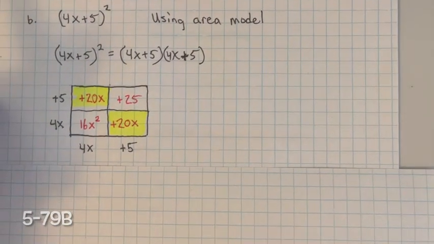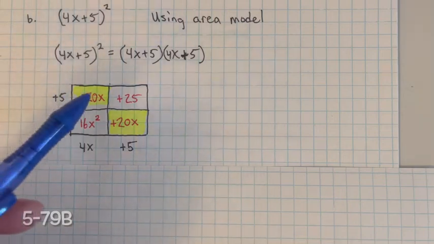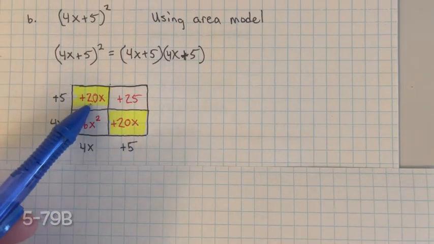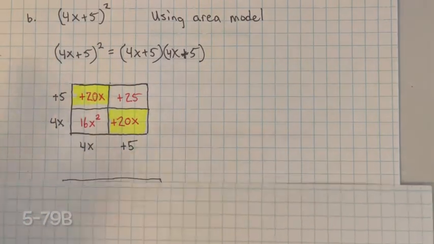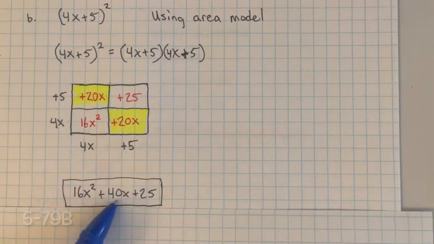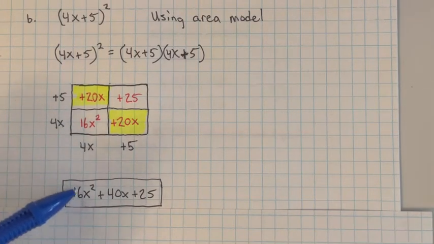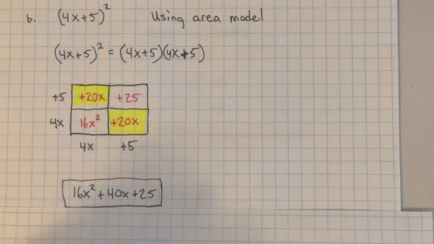Now, just like before, we had to combine like terms in the previous problem. Well, here we have like terms, 20x and 20x. So altogether, we have 40x's. And then we have 16x squared plus 25.